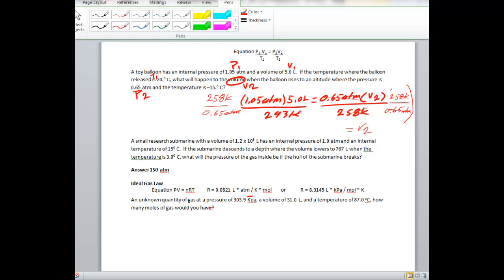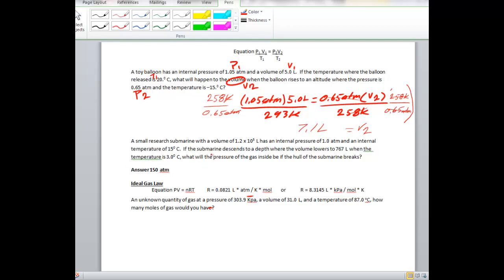Cancel out my units there. I cancel out my Kelvin there. I multiply the top and I multiply the bottom, and then I divide them, and I should come out with an answer of 1.7 liters. So I gave you a combined gas law problem, and I shared the answer with you.